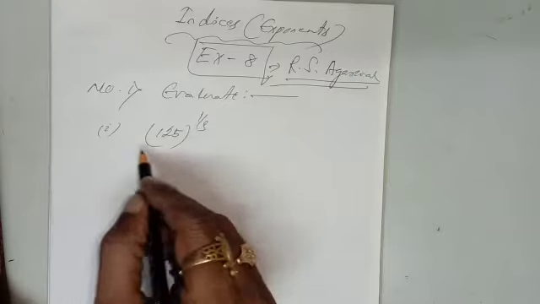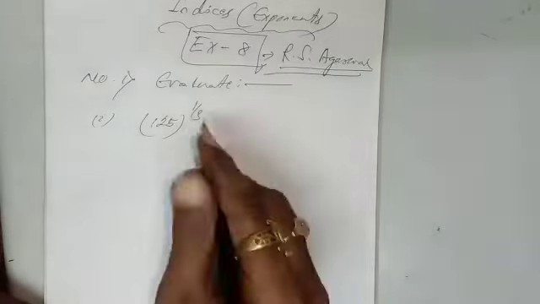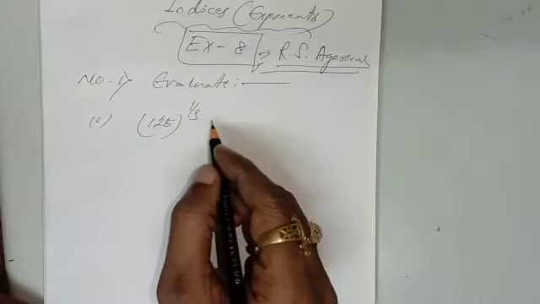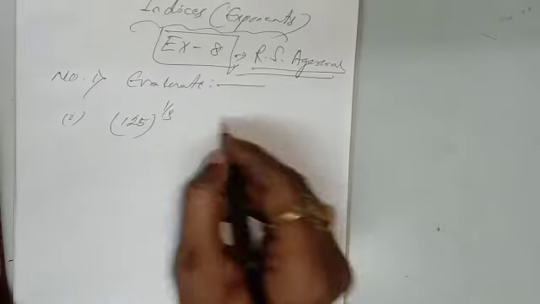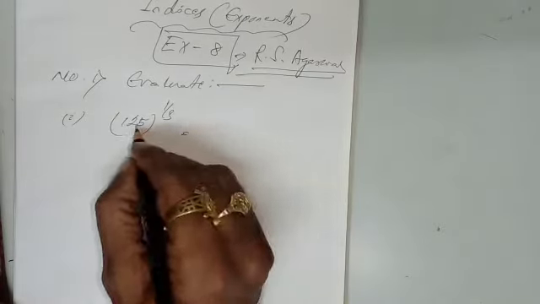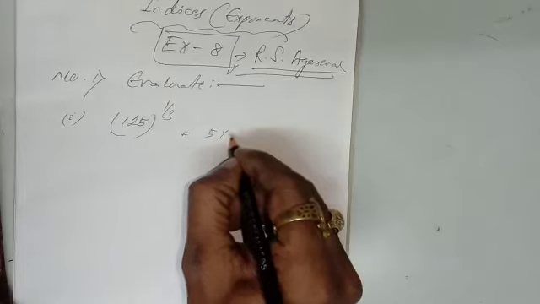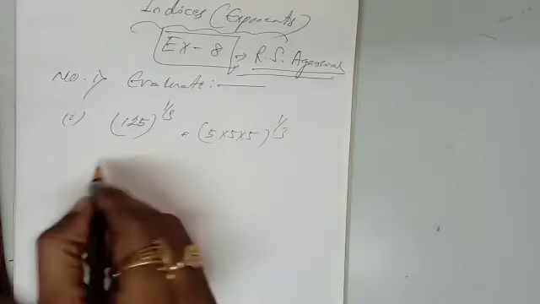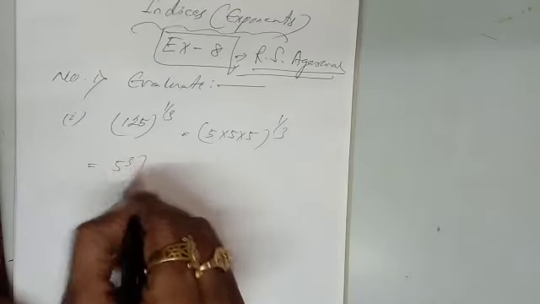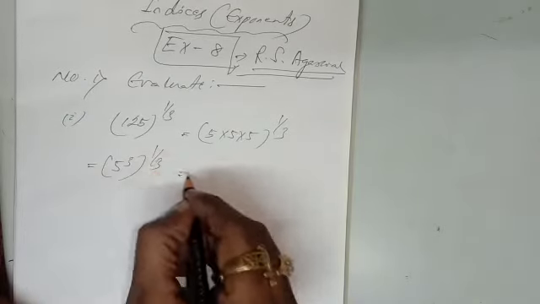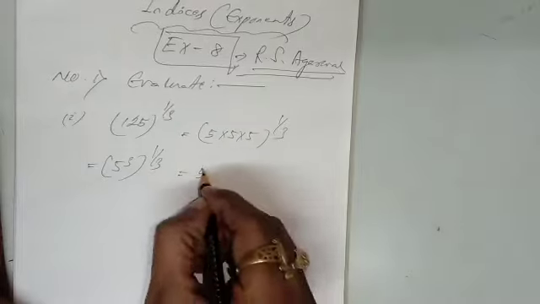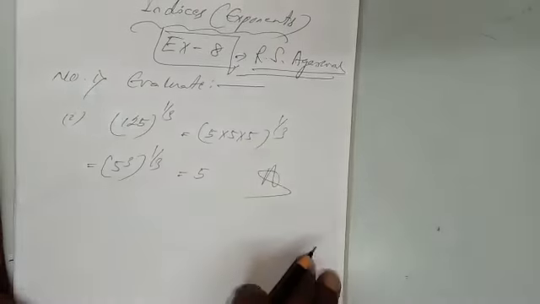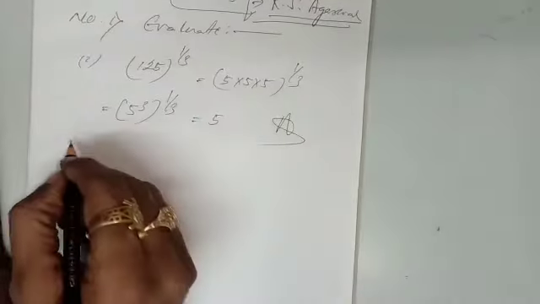Number 1, first part it is given 125 whole to the power 1 by 3. How to do this one? First of all, 125 means I can write 5 into 5 into 5 whole to the power 1 by 3, means 5 to the power 3 whole to the power 1 by 3. The 3 and 1 by 3 cancel out. What is left here? 5 to the power 1, means 5. This is the answer.